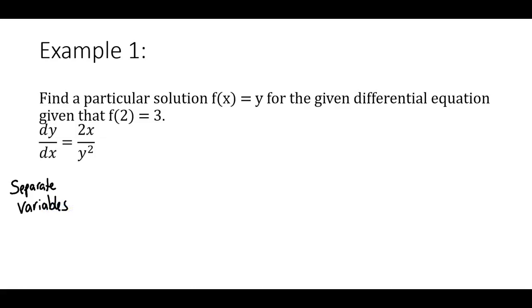Okay, so the first thing I'm going to do is multiply both sides by y squared. And that cancels that out, leaving me with y squared dy over dx equals 2x. And then finally we're going to multiply both sides by dx now, because I want all the x's on one side and all the y's on the other. So that's the end of step 1 there, separating the variables.